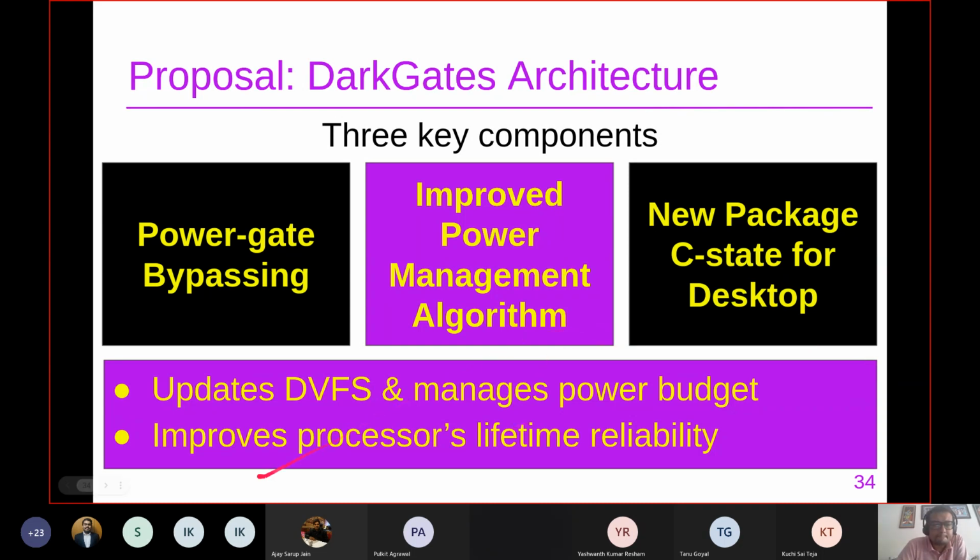And then coming on to the second point, when we do power gating, when we bypass power gating, the processor's power consumption will increase and it will also increase the heat dissipation. So when the heat dissipation of the processor increases over a period of time, the aging rate increases. So as the aging rate increases, the processor's lifetime reliability reduces. So they need to also improve the processor's lifetime reliability, and they have made up an updated model to improve the lifetime reliability of the processor.